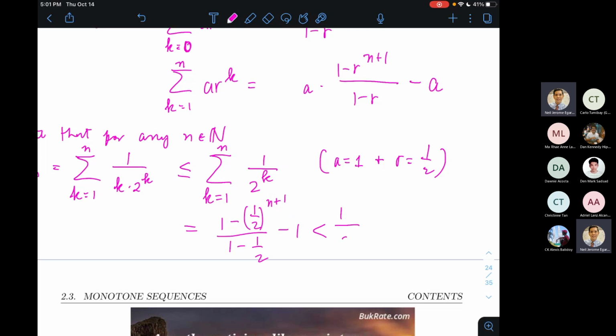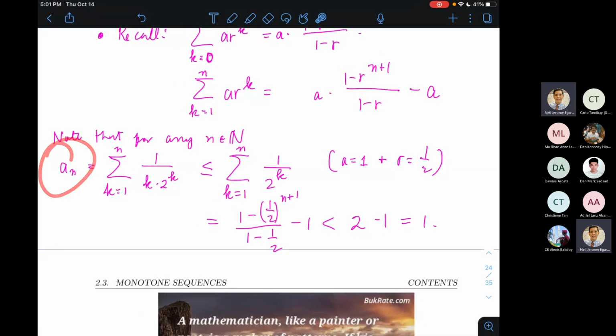So I'll just have 1 over 1/2 minus... sorry, bakit 1 half? This would be 2 minus 1 equal to 1. Okay? Kasi magiging 1 half yung denominator, 1 yung numerator. So we'll have 2 minus 1 equal to 1. So what we have shown here is that a sub n is always less than 1. So we have met the two conditions of the monotone convergence theorem. Si a sub n ay increasing at saka si a sub n ay bounded above.